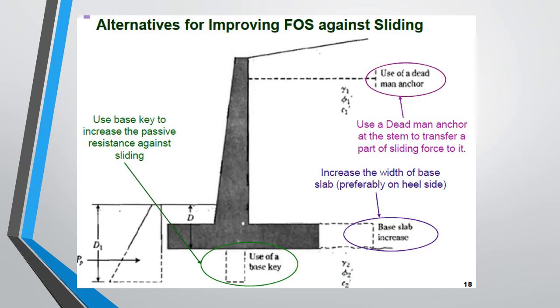Stability against sliding. Different methods are used to ensure the safety against sliding. They are as follows: use of a base key to increase the passive resistance against sliding, or the shear key, or we can increase the thickness of the base slab, and also by providing a deadman anchor on the upstream side.